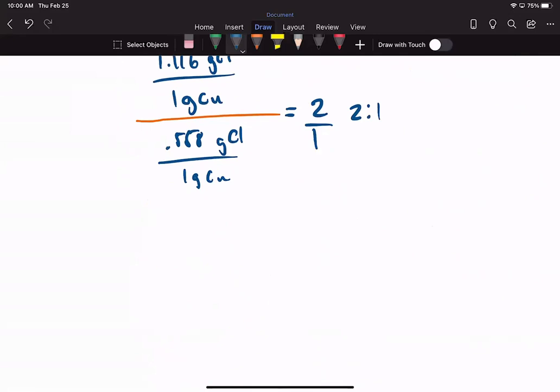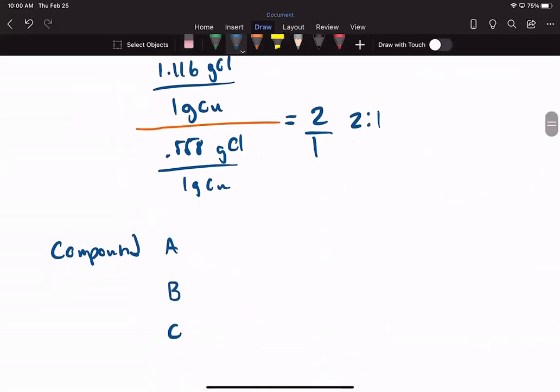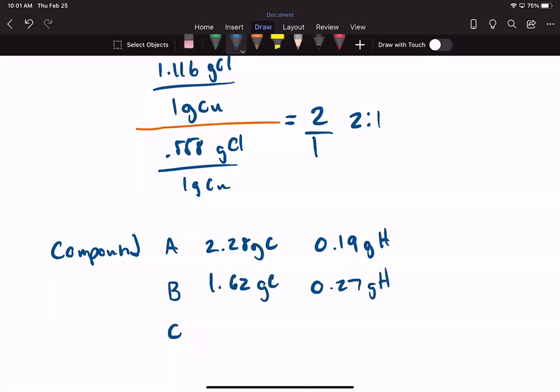Let's keep going with this topic here. They do have an example for you guys. If we take a look at some compound, doesn't matter what the compound is, we'll say compound A, compound B, and compound C. So I have 3 different compounds, and I will give you 3 different masses. The first compound was 2.28 grams of carbon and 0.19 grams of hydrogen. Compound B, when we weighed it, was 1.62 grams of carbon and 0.27 grams of hydrogen. And we got 5.16 grams of carbon and 0.43 grams of hydrogen.